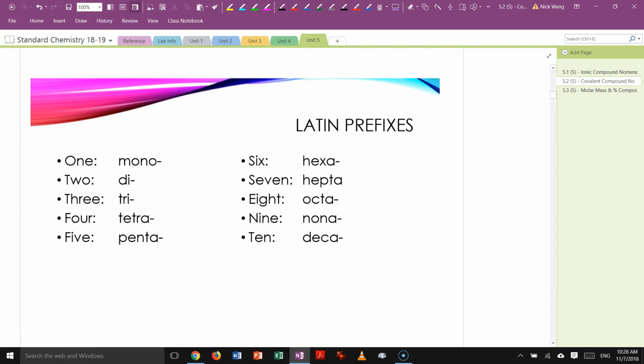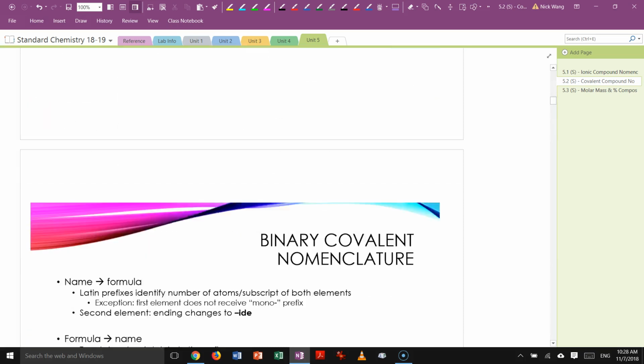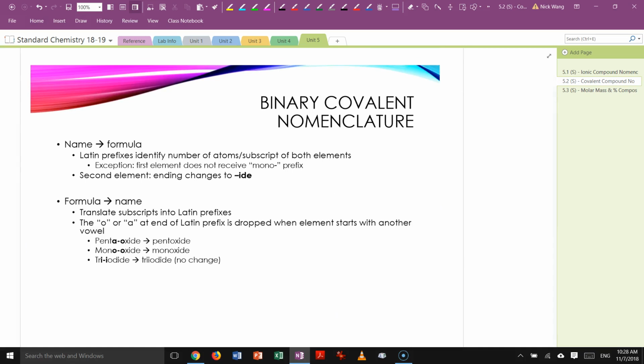This slide right here breaks down the 10 prefixes that I want you to know. Most of these should be fairly familiar, but make sure you commit these to memory because this is vital to knowing how to write out these next compounds. Binary covalent nomenclature is fairly straightforward. Effectively, again, what you see is what you get.